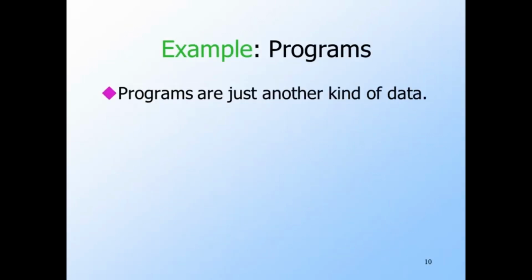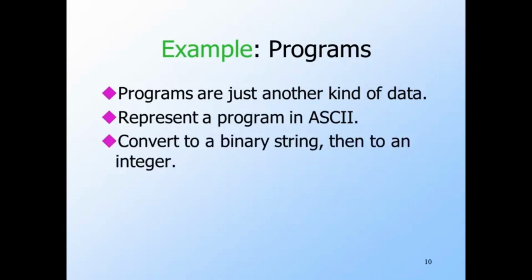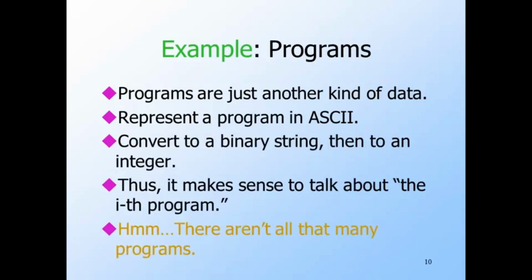As we said, programs in a language like C or Java are also a data type and can be represented by integers as if they were data. First, represent the program as an ASCII string or in some other alphabet like Unicode if the language requires it. Then convert the character string to a binary string and then to an integer. Now we can talk about the ith program. And this should worry you.